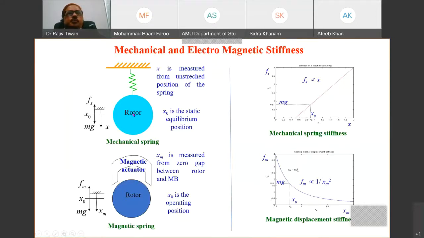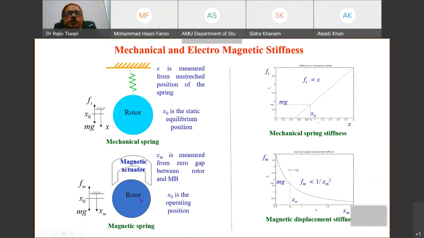Now when we are talking about the mechanical spring, what is the stiffness characteristic of that? So this is the mechanical spring force and this is the displacement. If we increase the displacement, the spring force changes linearly, and the slope of this is nothing but the stiffness of the spring.